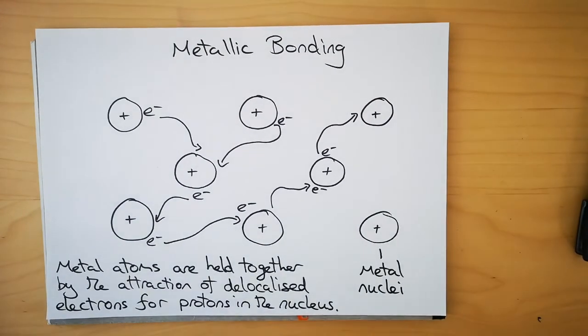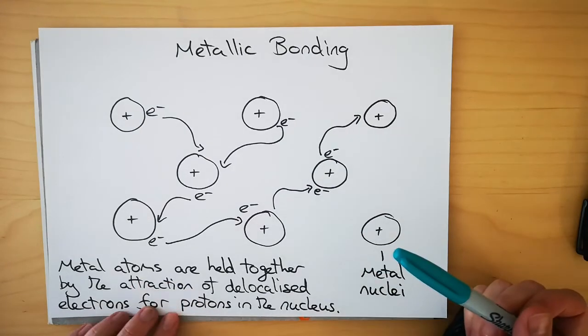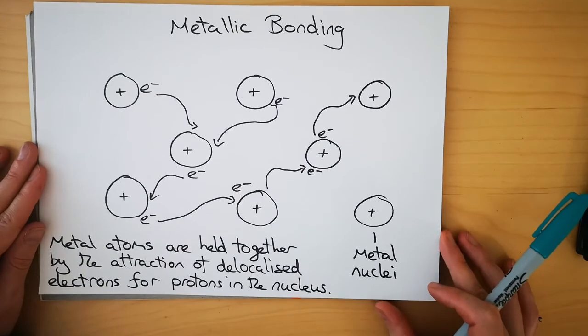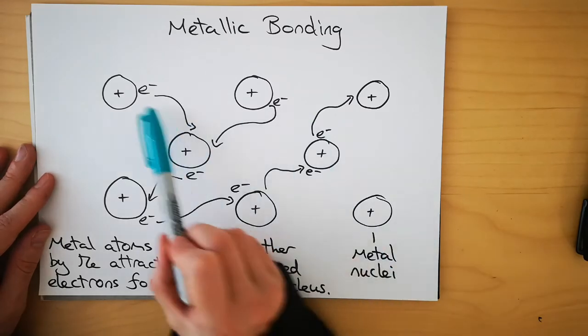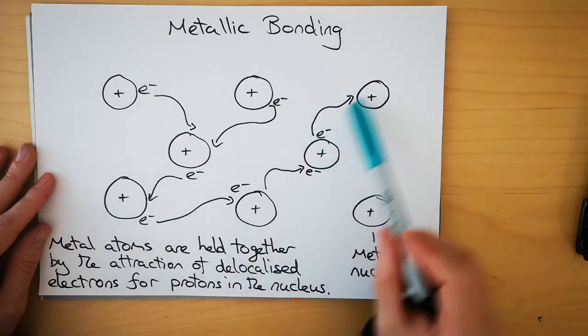Okay, so at this point we have covered the basics of ionic bonding, and we've also covered our covalent molecules. We will come back to covalent bonding again, but I want to finish off with our third distinct type of bonding, which is metallic bonding, and this is the type of bonding you find in metals. So it's very important that you describe this using the wording that the SQA likes. So metal atoms are held together by the attraction of these delocalized electrons for the protons in the metal nuclei.